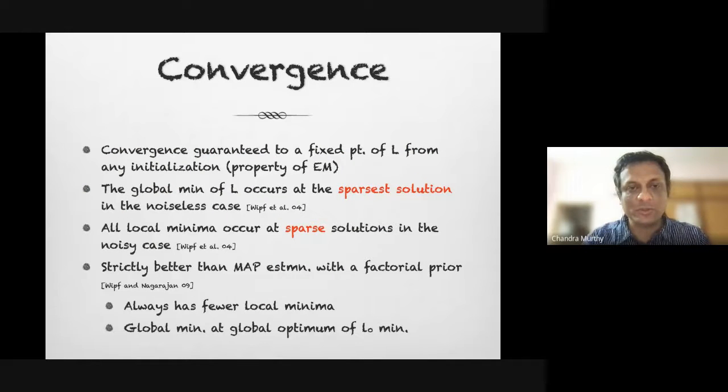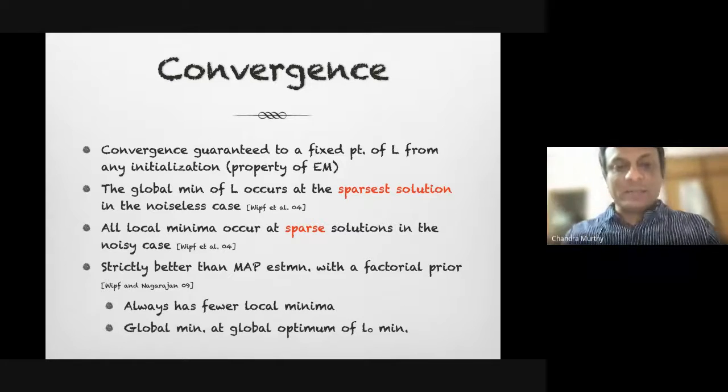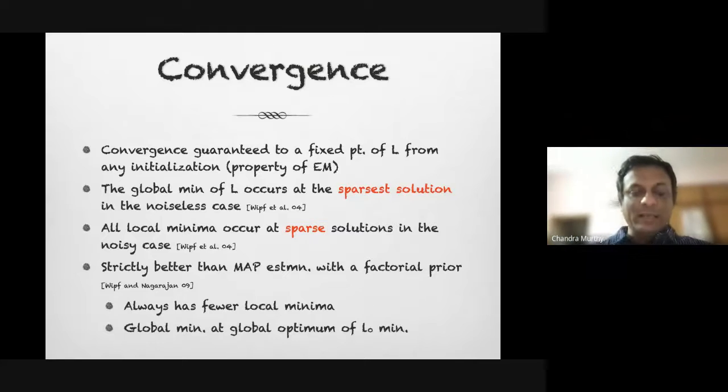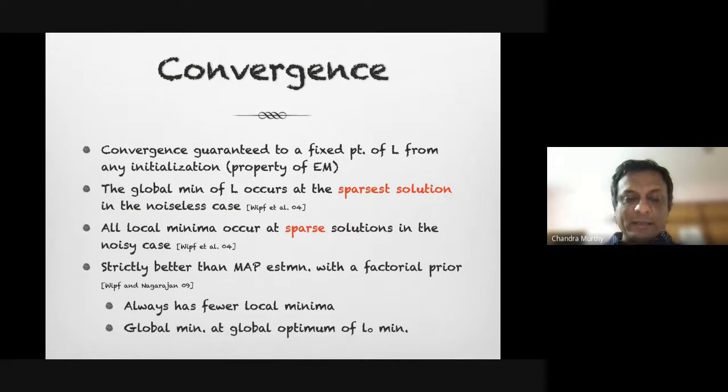And it also is known that the global minimizer of the SBL cost function always occurs at the sparsest solution in the noiseless case. There could be additional global minimizers, but the sparsest solution is one of the global minimizers. This addresses an issue known as a structural error in some of these algorithms. A structural error refers to an error where the algorithm converges to the global optimum, but that's not the solution you're looking for.